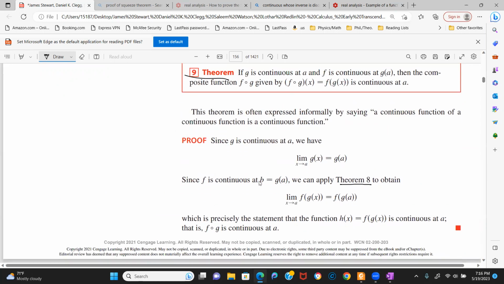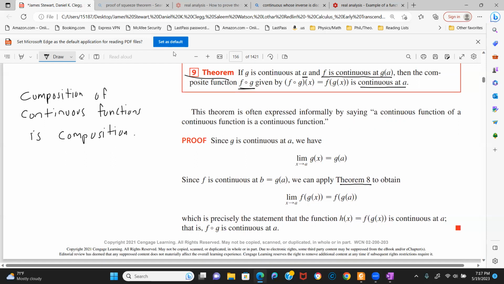What does it say? I'll go through the proof. It's not that long. So g is continuous at a, and then you're told that f is continuous at g of a. Then the composition f compose g is continuous at a also. So in other words, what this says is that the composition of continuous functions is continuous. Another way of saying that is that continuous functions are closed under composition. If you compose two continuous functions, you're going to get a continuous function back.